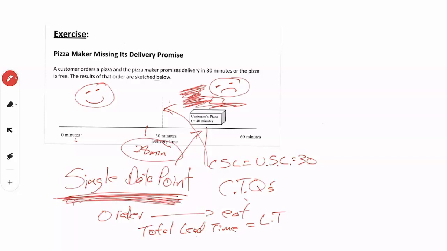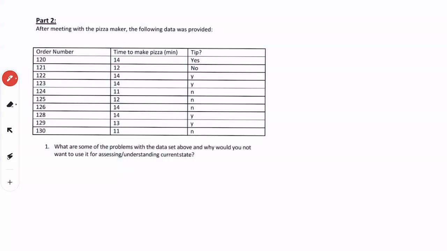So we needed to collect some more data and to also collect some critical to quality variables, not just total lead time in the system, but some of those important factors that are contributing to the total lead time. So in part two, we go to the pizza delivery shop, talk to the pizza owner, and the pizza owner provides this data table. This is an example of a data table that didn't follow a good data collection plan.